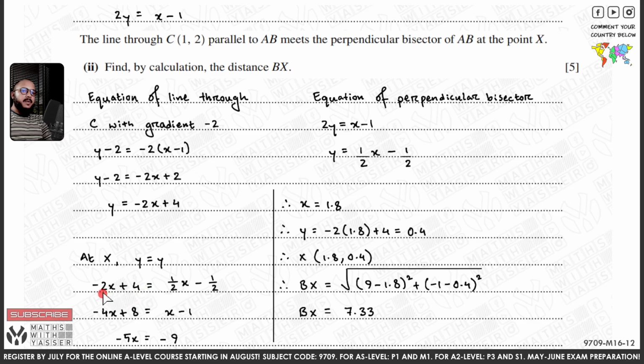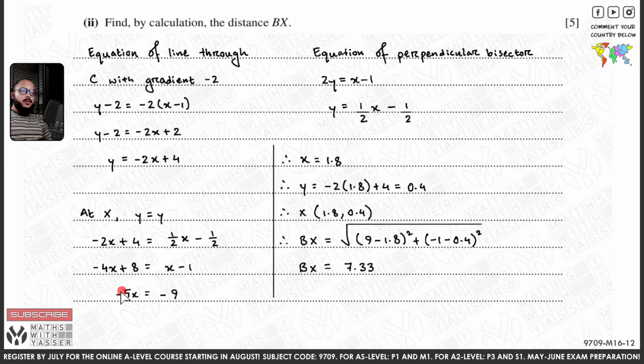So since they are meeting, y equals y. This is the equation of the line, and this is the equation of the perpendicular bisector. They are going to meet at the point X. So minus 4x plus 8 is equal to x minus 1. I have just multiplied both by 2. So now we have minus 5x equals negative 9. And for the perpendicular bisector, this was the equation, and I have already explained how I got half x minus half.